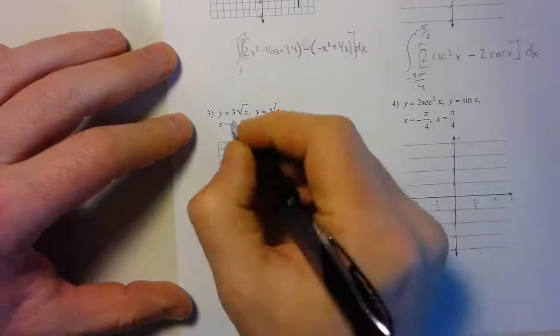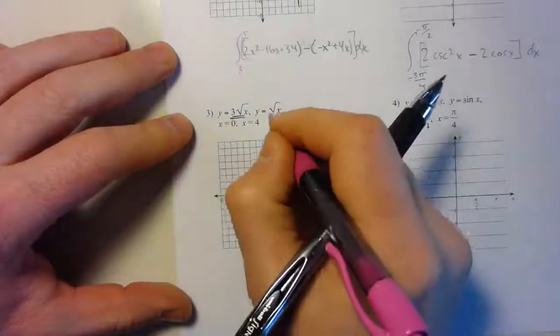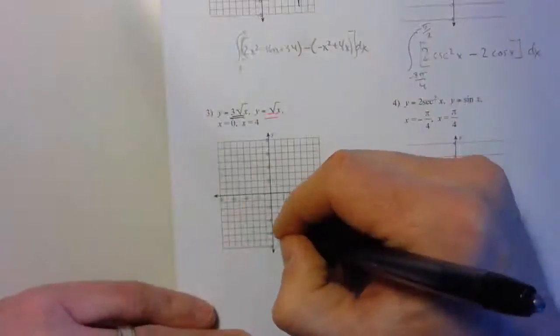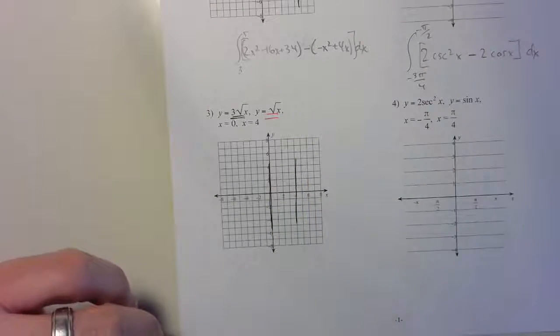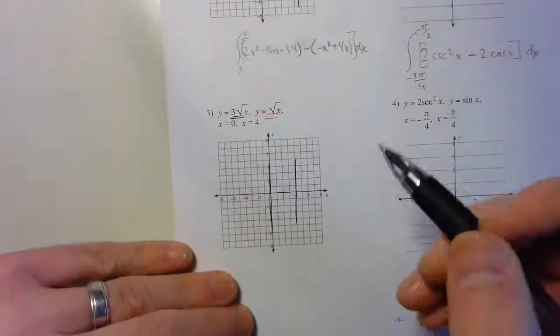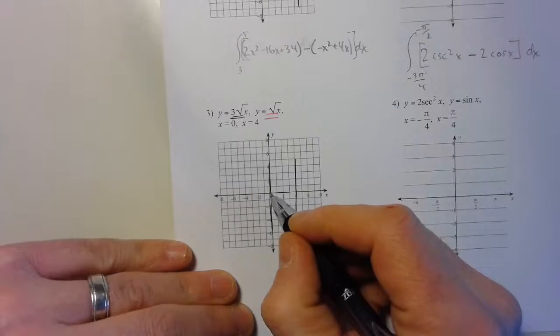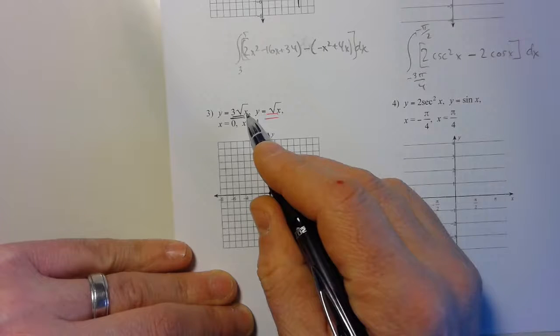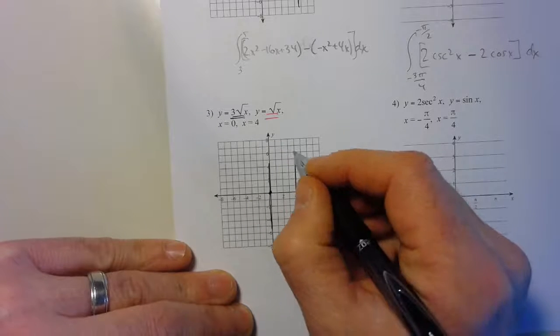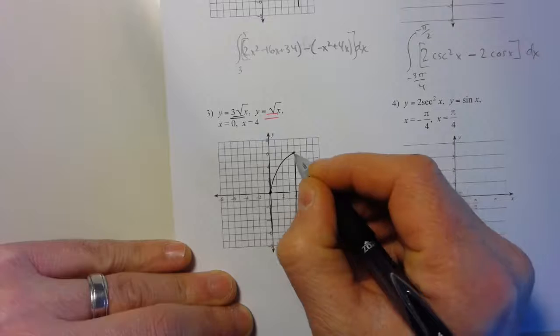I'm going to do the same thing. What I like to do is put my boundaries here, 0 and 4. Looking at the black function there, that's 0 here, and then at 4, square root of 4 is 2, so it's going to go up to 6. So my function is going to look something like that.